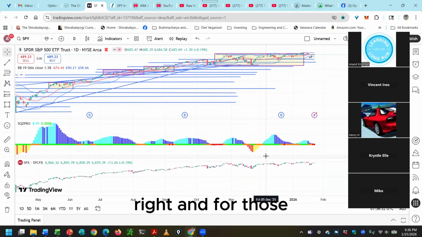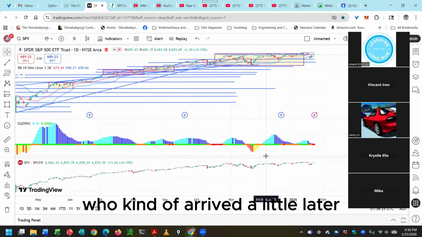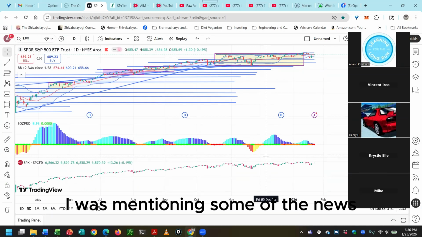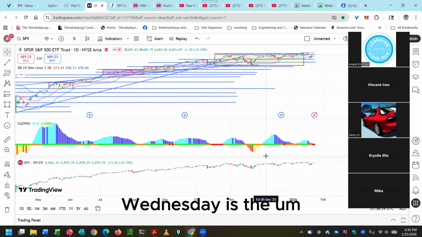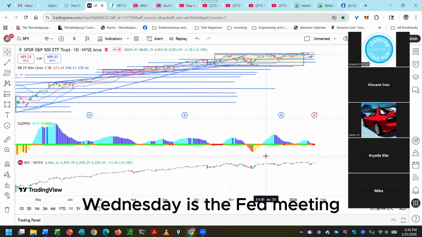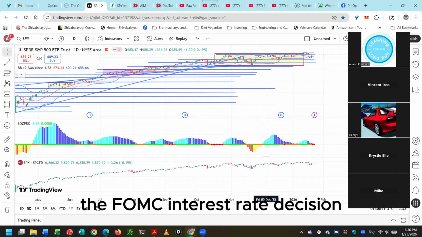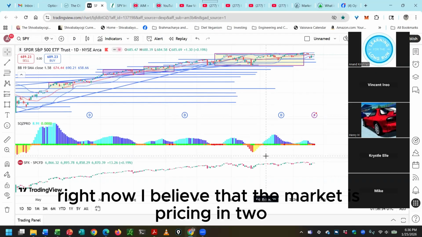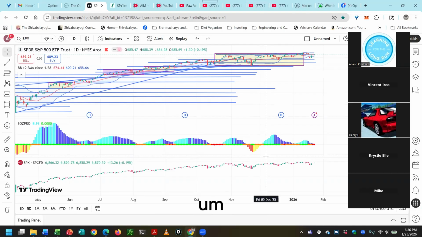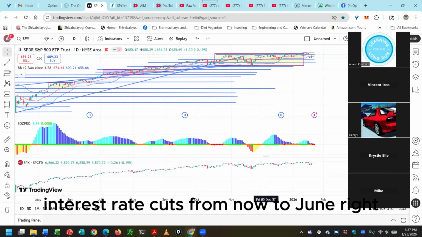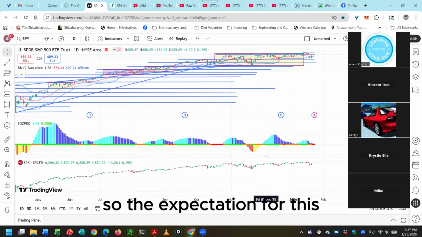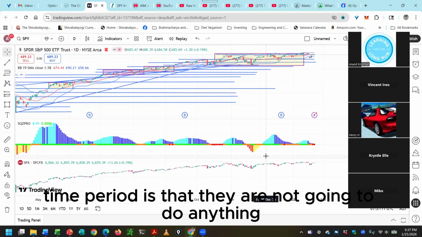And for those of you who arrived a little later, I was mentioning some of the news that you need to be on the lookout for. Wednesday is the Fed meeting, the FOMC interest rate decision. Now, I believe that the market is pricing in two interest rate cuts from now to June. So the expectation for this time period is that they are not going to do anything.